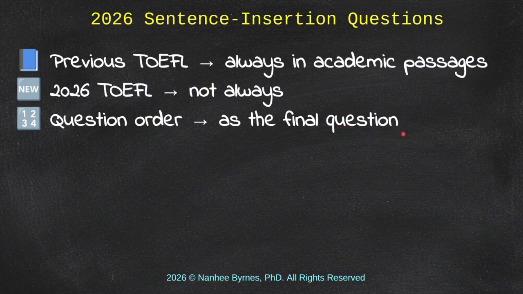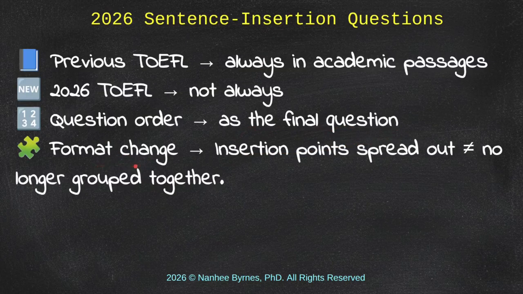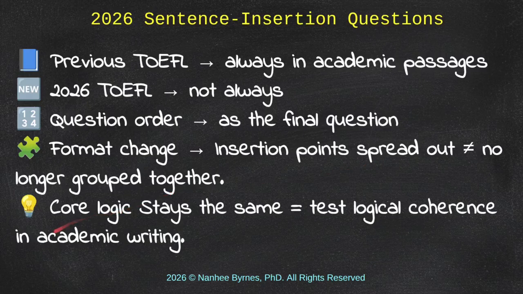The format is also a little different in the 2026 version. The answer choices are not always grouped together in one small section. Instead, the possible insertion points are separated throughout the paragraph. But here's the good news. The logic for finding the correct spot is exactly the same. It's still about logical coherence and academic writing style. Now, let's go through the step-by-step method.